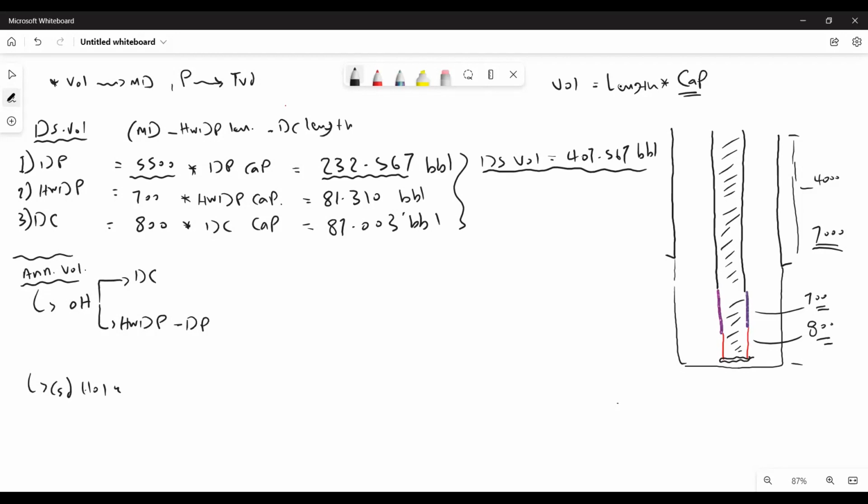If we start with the drill collar, we have its length 800. So take 800 times the capacity between the open hole and drill collar. It is given. So here, the capacity between drill collar and open hole. Let's say the answer is 101.313. And now for this section, guys, how to calculate this length from here to here, this length?